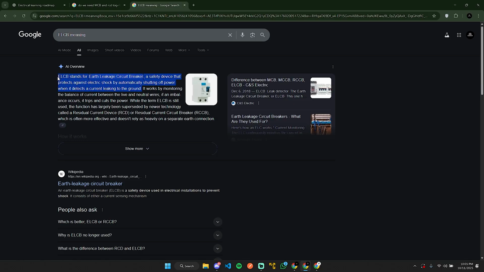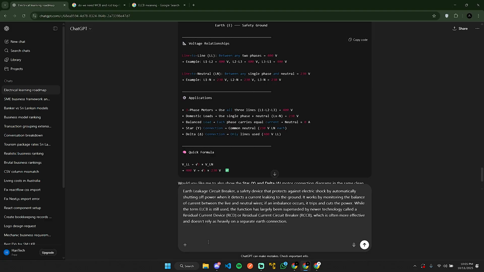Interesting. It's an earth, of course. It works by monitoring the amounts of current between the live and neutral wires, if an imbalance occurs. Yeah, okay, so let me just get a... So for this, I'm gonna get a text-based diagram. Do the same here.